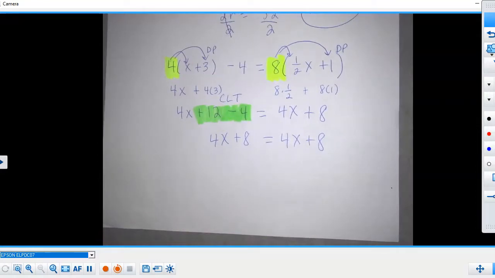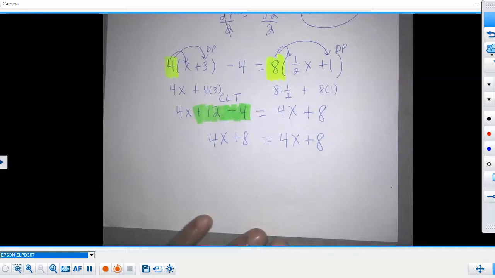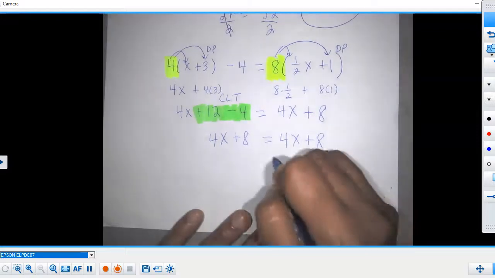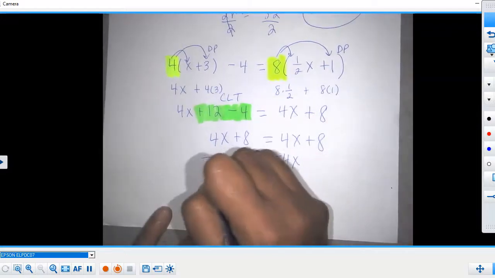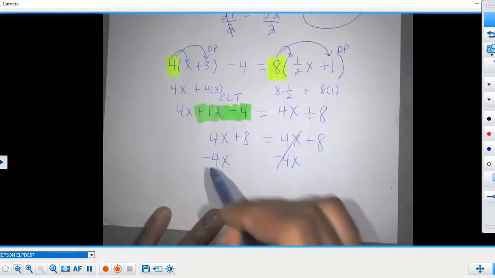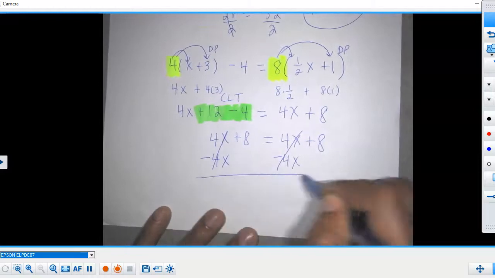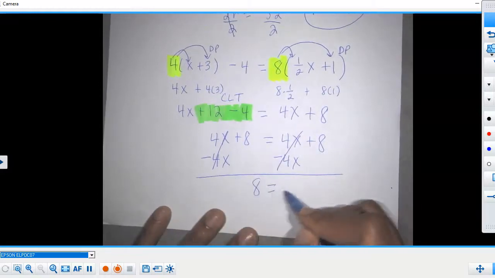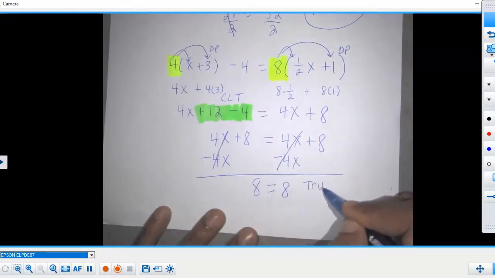So we have the same type of equation on both sides. I bet you this is going to be true and infinite. So here we go. We're still going to do letters left, number to the right. So I'm going to subtract 4x, move it to the left. Doing the opposite of addition is subtraction. And guess what? That's also going to be 0. And guess what? 8 equals 8. This is a true statement.